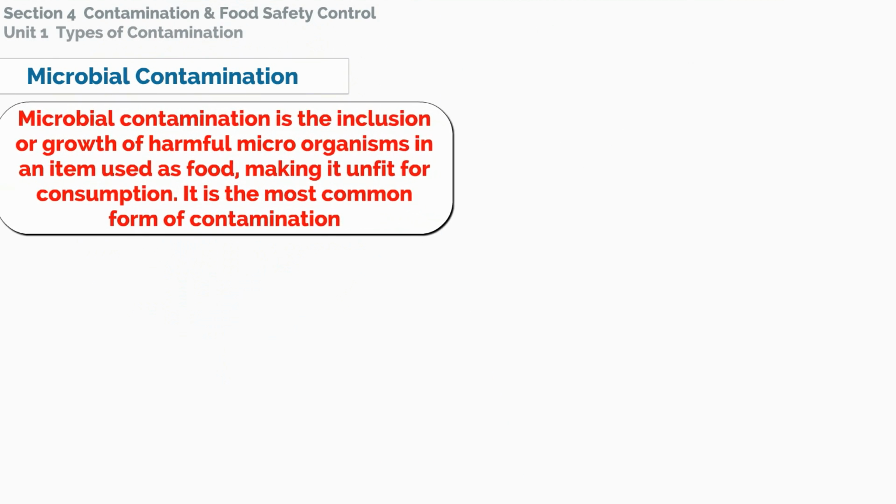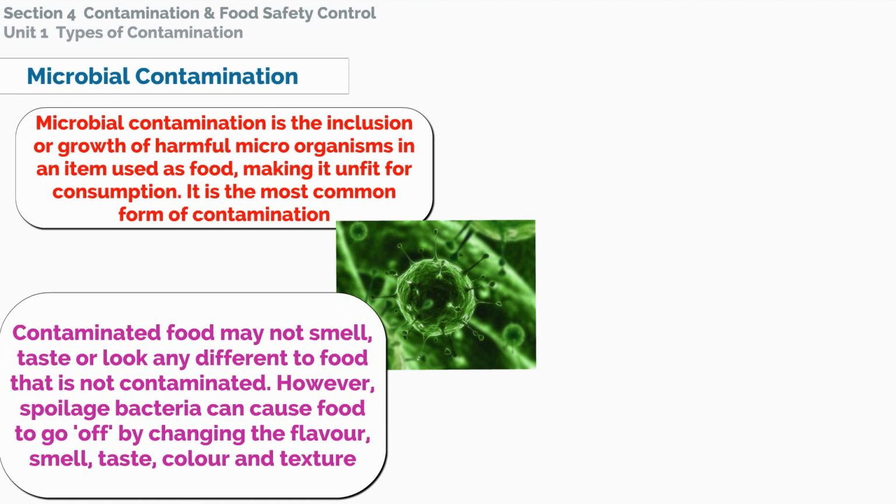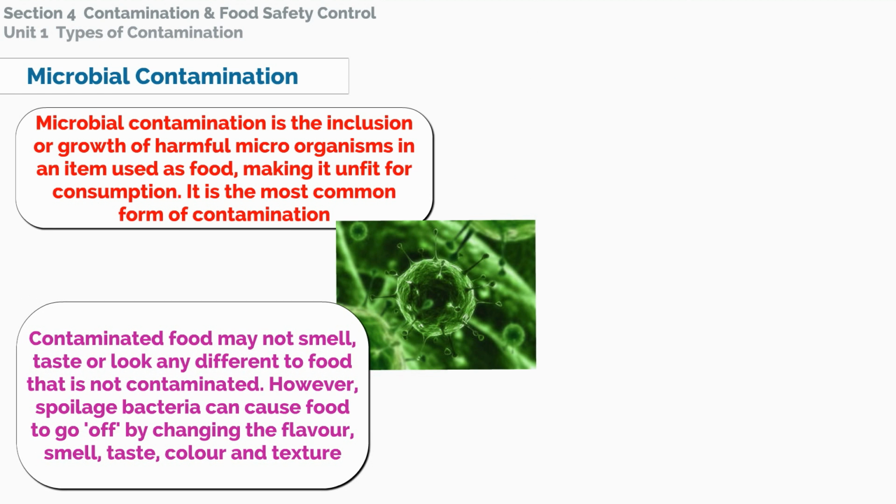Microbial contamination. Microbial contamination is the inclusion or growth of harmful microorganisms in an item used in food, making it unfit for consumption. It is the most common form of contamination. Contaminated food may not smell, taste or look any different to food that is not contaminated. However, spoilage bacteria can cause food to go off by changing the flavour, smell, taste, colour and texture.